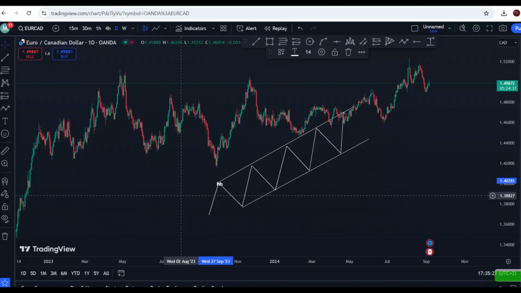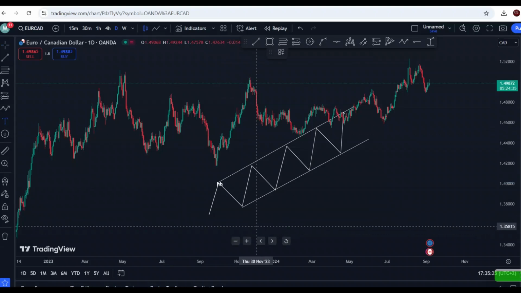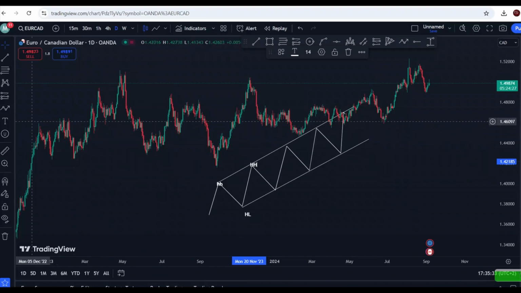When we are trading, I want you to know that this is called a higher high, then the lower part is called a higher low. This is how the market moves. The market moves with higher highs and higher lows, higher highs and higher lows.